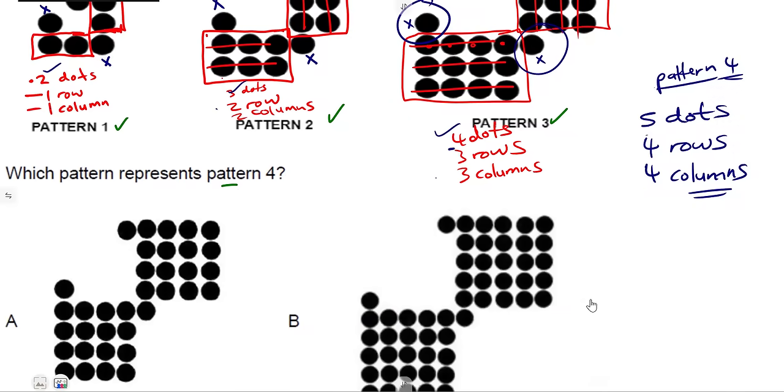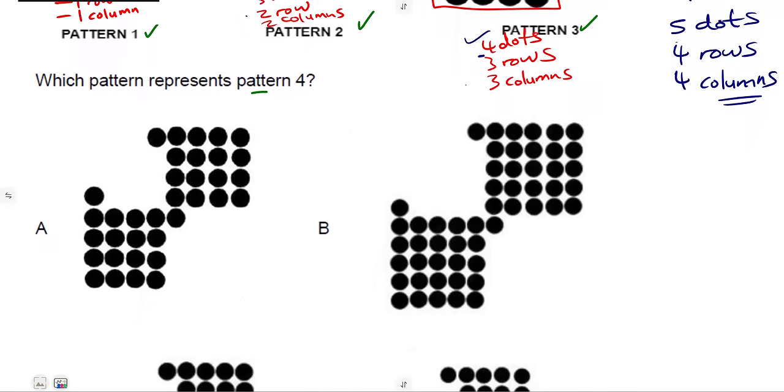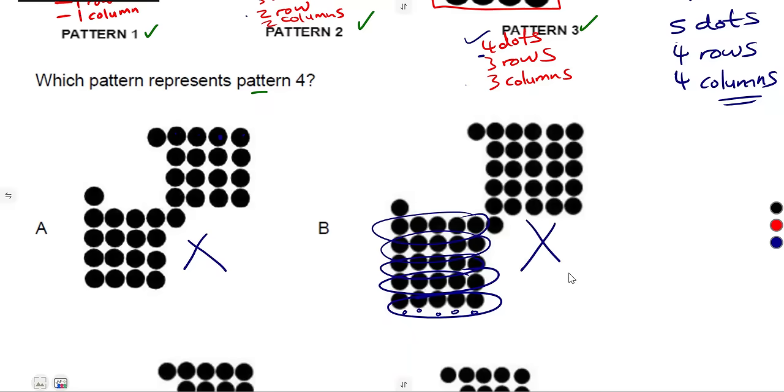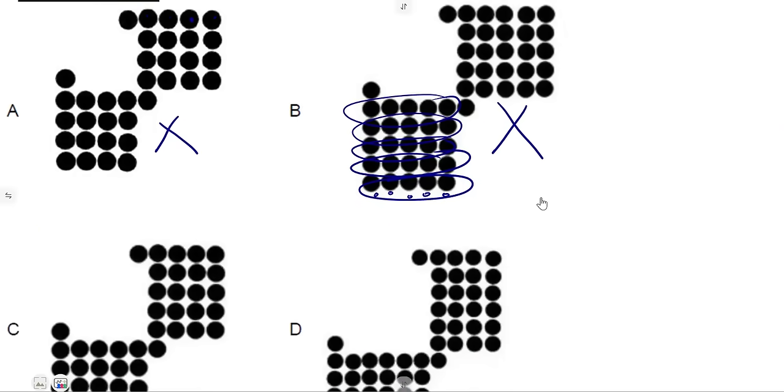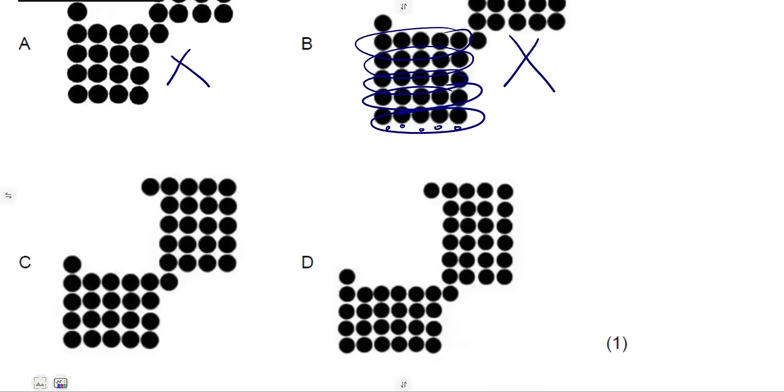So let's look for that one that has got 5 dots. Okay, so how many here? 1, 2, 3, 4. So this one is totally out. We need 5 dots. So A is totally out. B, it is 1, 2, 3, 4, 5. Yes, there are 5 dots, but how many rows? 1, 2, 3, 4, 5 rows. The number of rows and columns are not matching. So it's totally out. Okay, before we look into C, let's look into D.